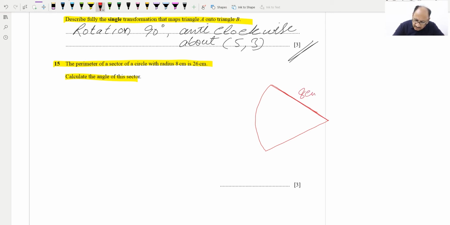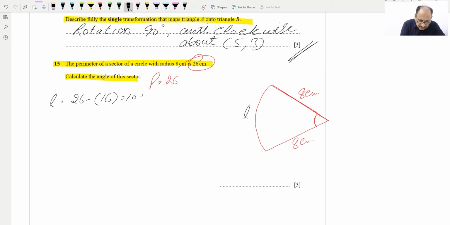This is 8 centimeter, and this side is also 8 centimeter because this is the radius, and they are asking us to find this angle. So we can find total perimeter is equal to 26. So P is equal to 26. This one information is provided. So we can find this L length will be equal to 26 minus 8 plus 8, which is 16. So this will be equal to 10 centimeters. So L is equal to 10 centimeters.